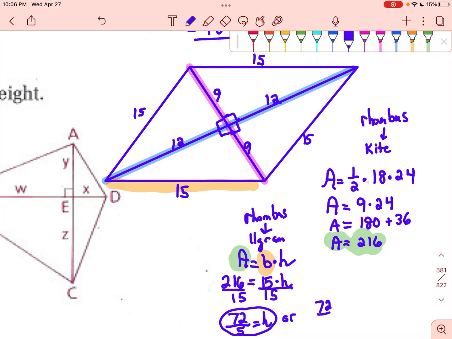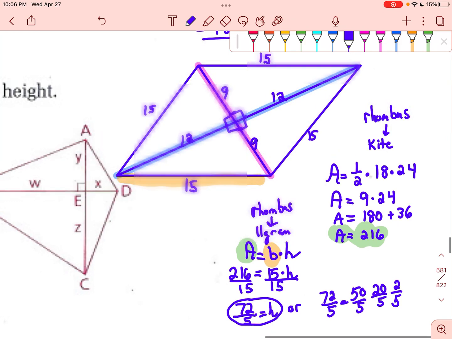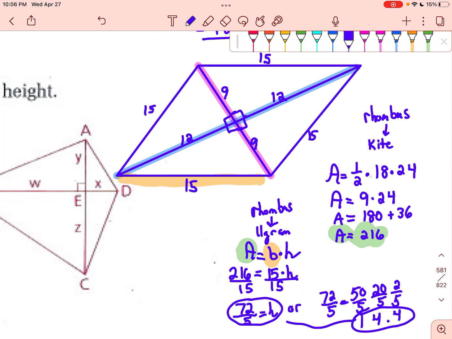Or, when I'm doing this in my head, if I was splitting this up, 72 divided by 5, I would say 50 divided by 5 is 10, and then I have 20 divided by 5, which is 4, and then 2 divided by 5. So I know that it would be 14.4. So that's kind of what I'm doing in my head. So either of these answers were completely acceptable.